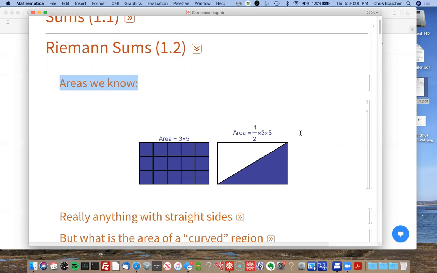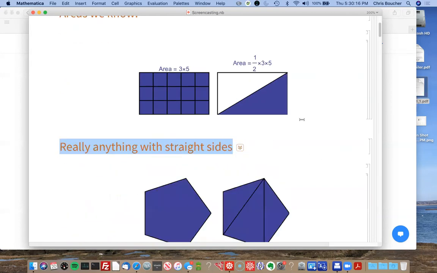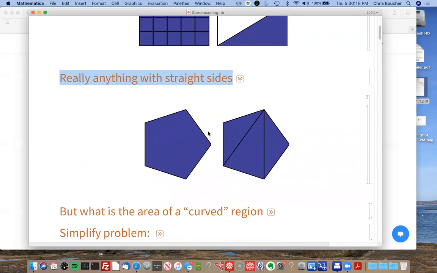More on that later, but for now, I'm going to point out that we know how to find areas of things that have straight sides, roughly speaking. Even if it's more complicated than a rectangle or a triangle, like say a pentagon here, this 5-sided figure, what I could do is cut this up into a bunch of triangles, and since I know how to find the area of a triangle, I could take my ruler out and figure out what the area of the pentagon is. And even if this were a really complicated figure, as long as the sides are straight, I can cut it up into rectangles and triangles and figure out the area from the area of pieces.